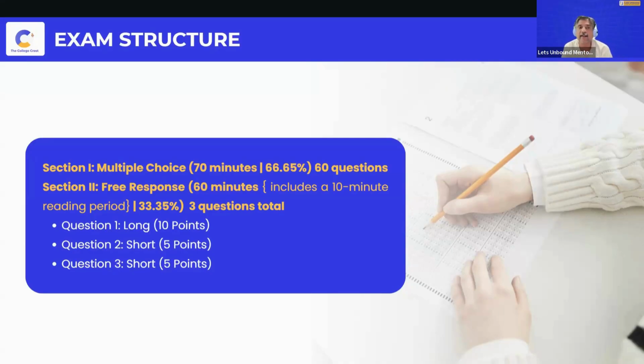The remaining 1/3 is for the free response questions, the FRQs. So you have 3 free response questions in total. And for attempting those 3 free response questions, you get a maximum time of 60 minutes. Now, this includes a 10 minutes reading period as well. And this is 1/3 of your test. So overall, if you need a good score on this particular test, the MCQs would play a major role for you to succeed in getting that score that you are aiming for.